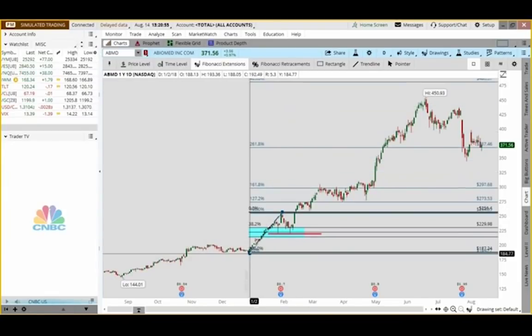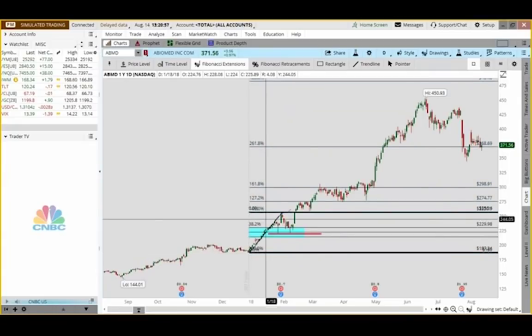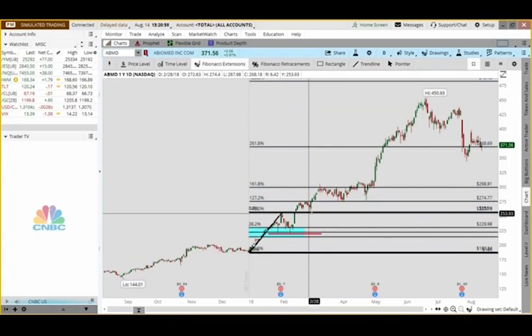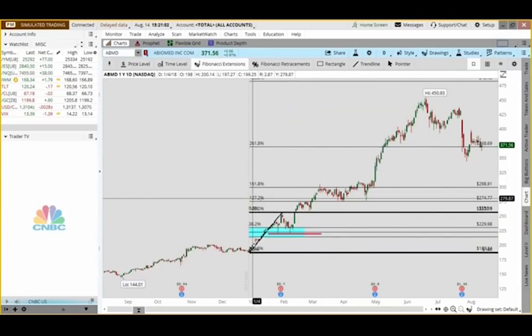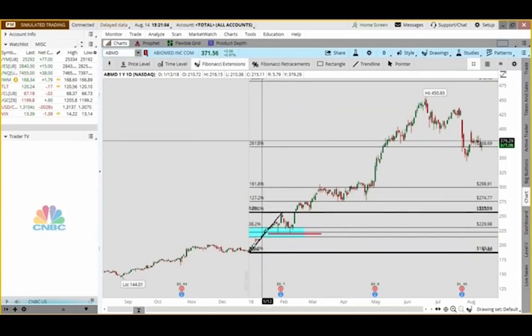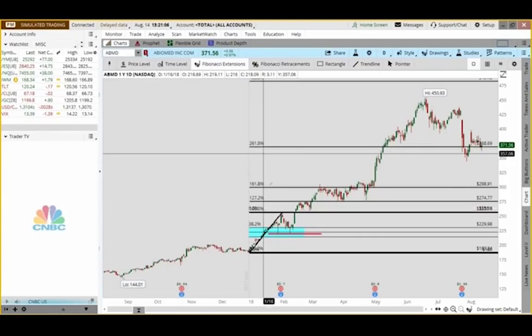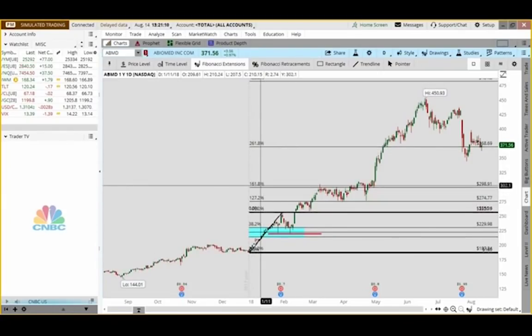Now, here are your levels. First of all, the 100% mark, the 1272, the 1618, and the 2618. I like to use the 100% mark, the 127.2, and the 161.8 as my targets, okay?